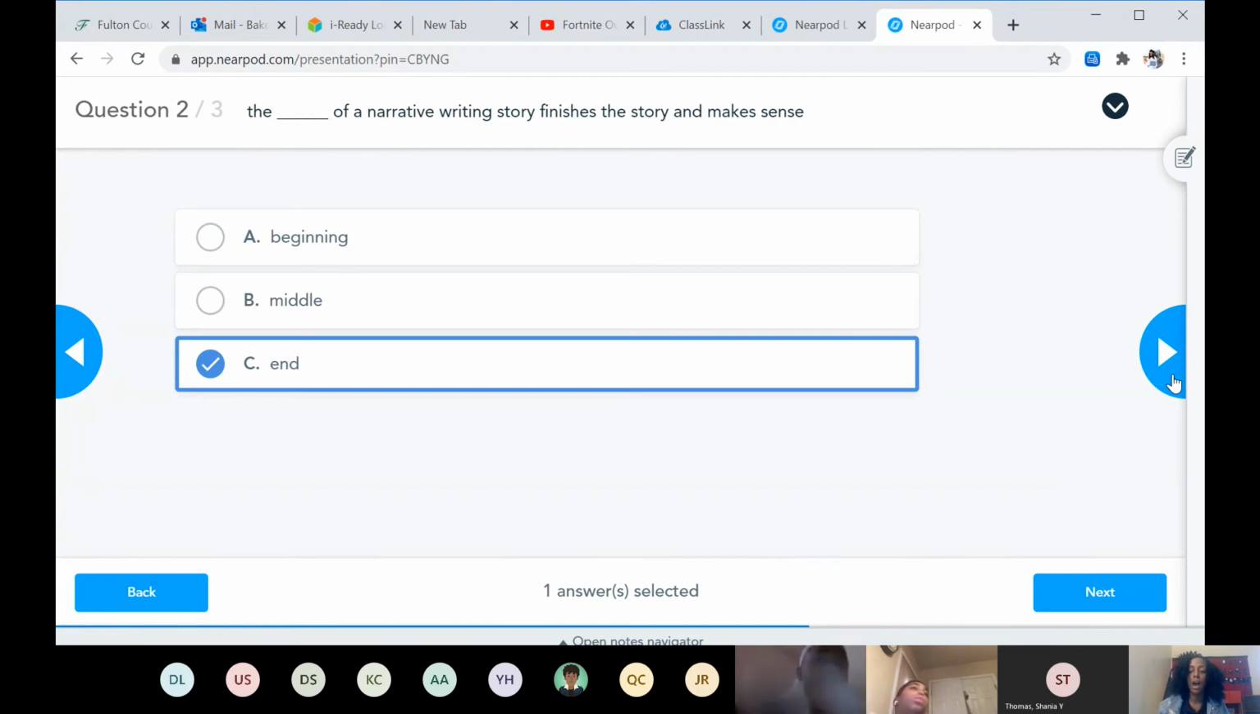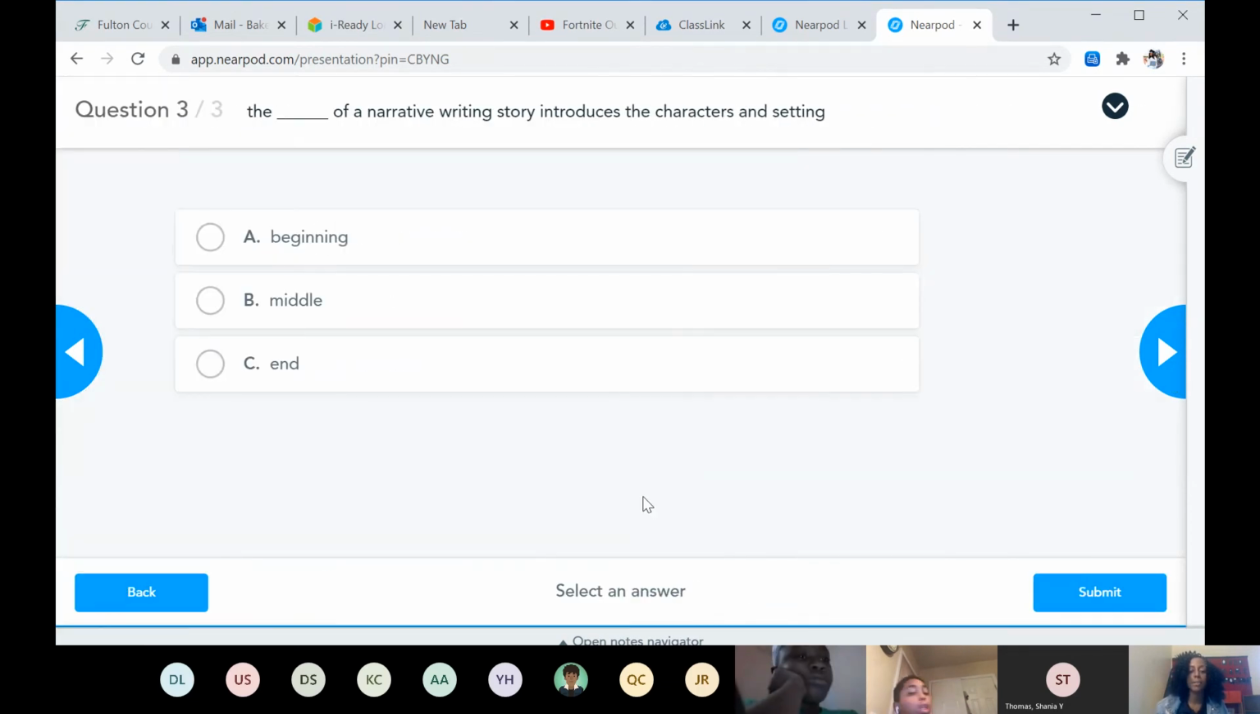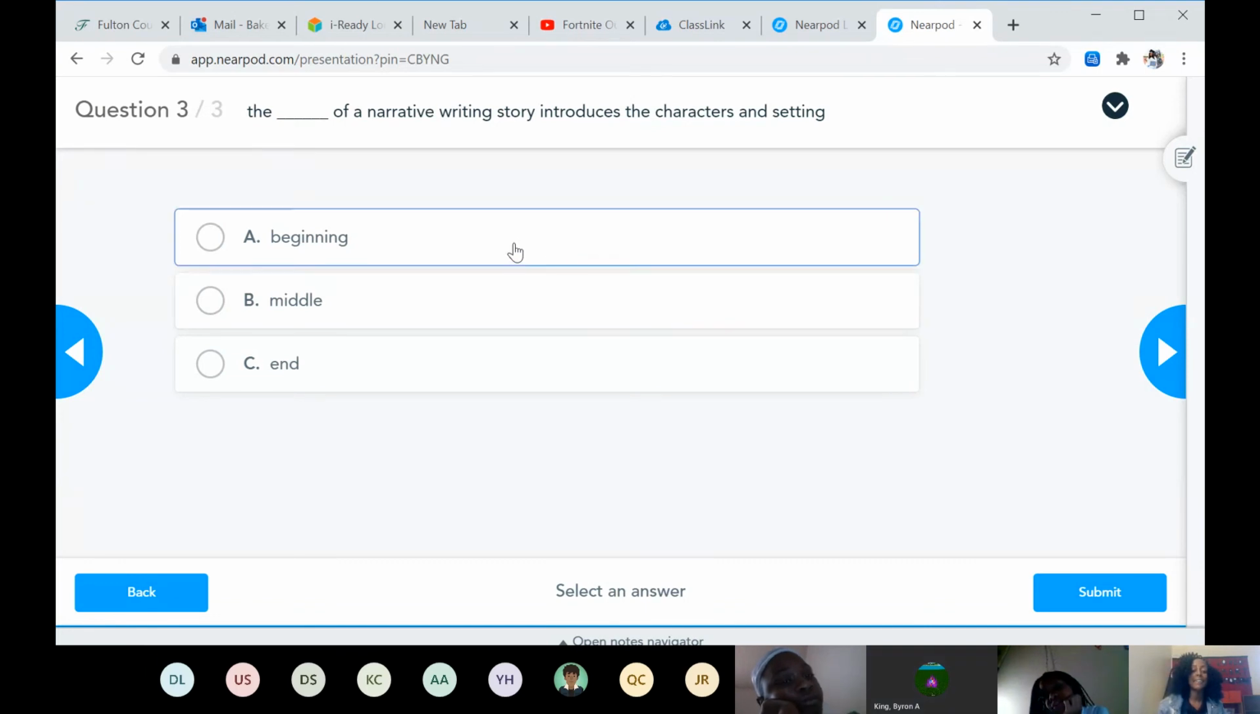the story. All right, last one. Go ahead, Byron. What's going to be our answer for the last one? Beginning. The beginning. Yes, the beginning of a narrative writing story introduces the characters and the setting.